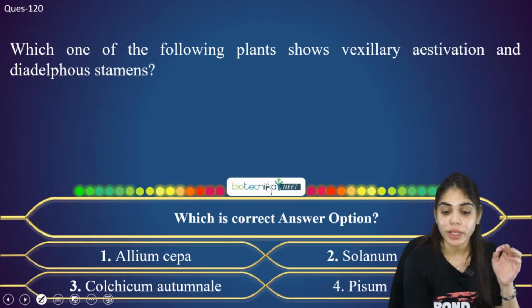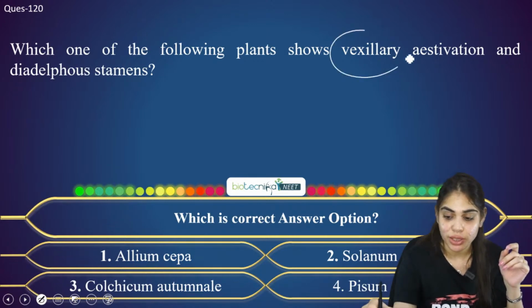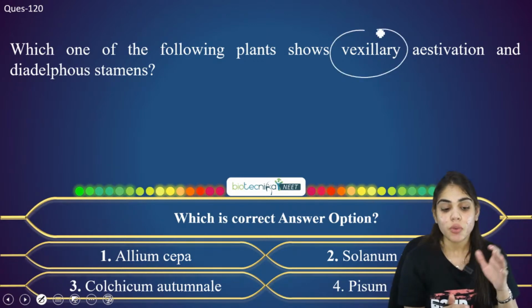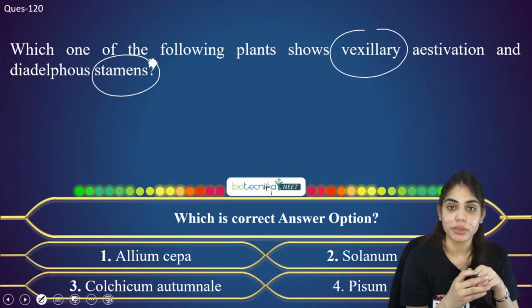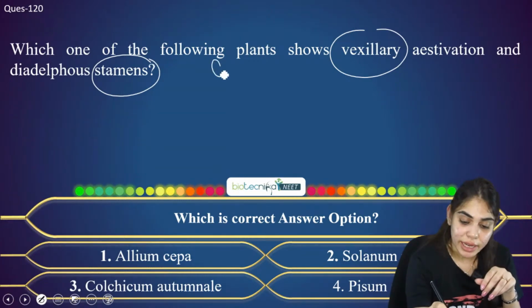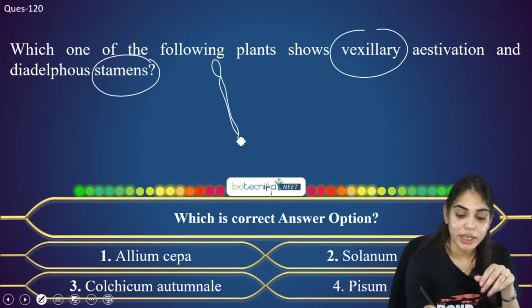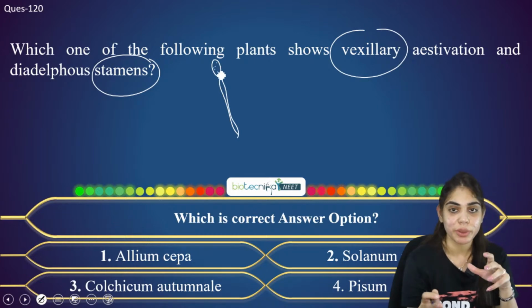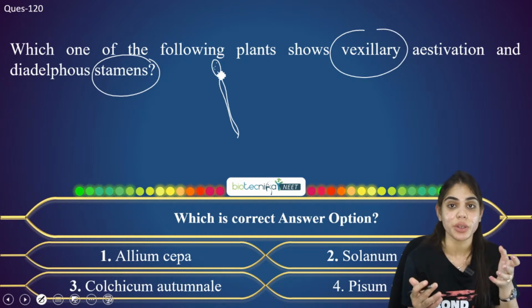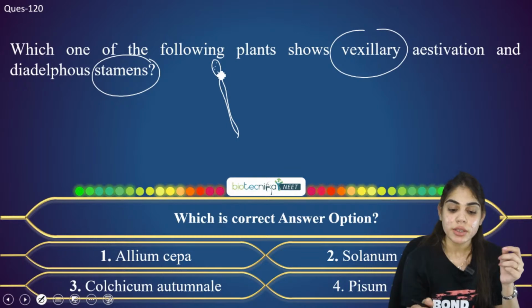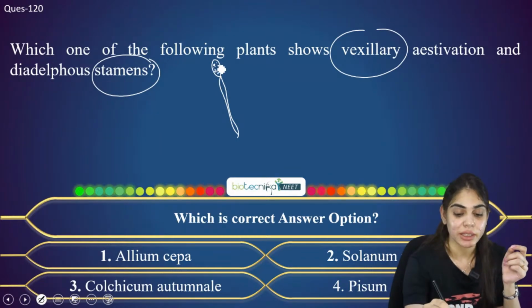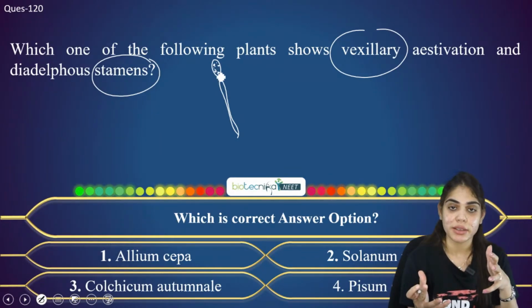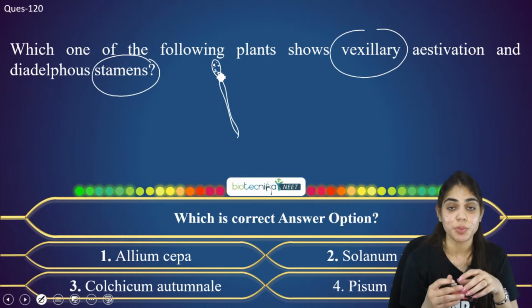Which one of the following plants show vexillary aestivation and diadelphous stamens? Now what is stamen? It is a male reproductive structure which has anther and the filament. Inside this, pollen grains will be there. I was talking about pollen grains during pollination in the previous slide. So this pollen grain will be inside the anther. So when all these anthers mature, they will burst out and release pollen grains.